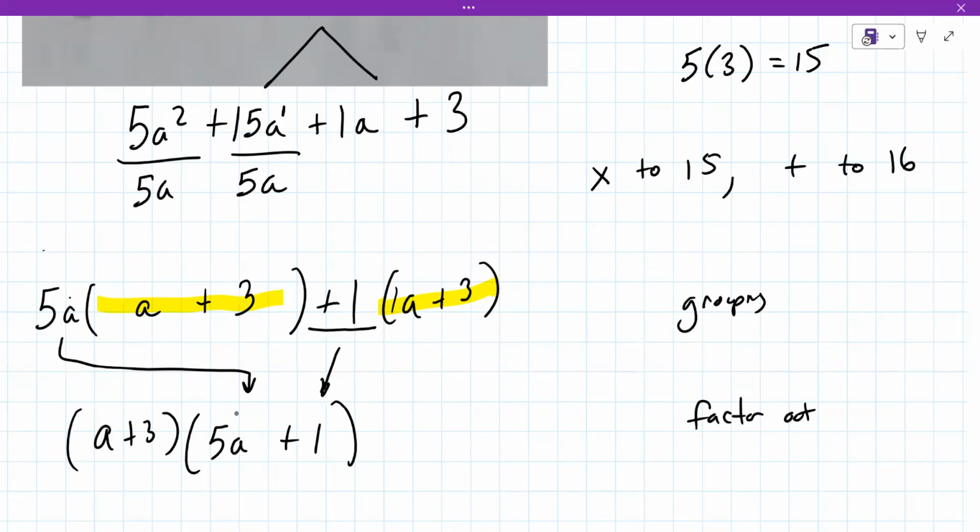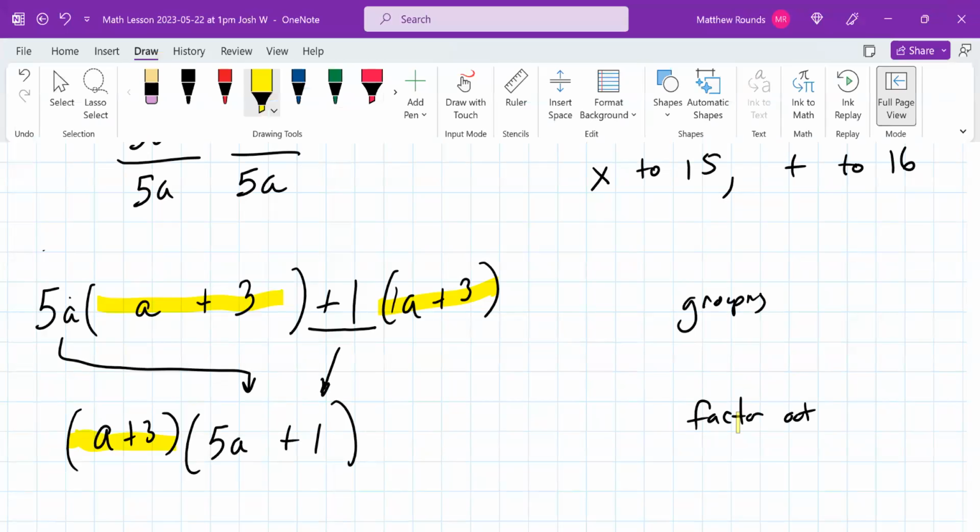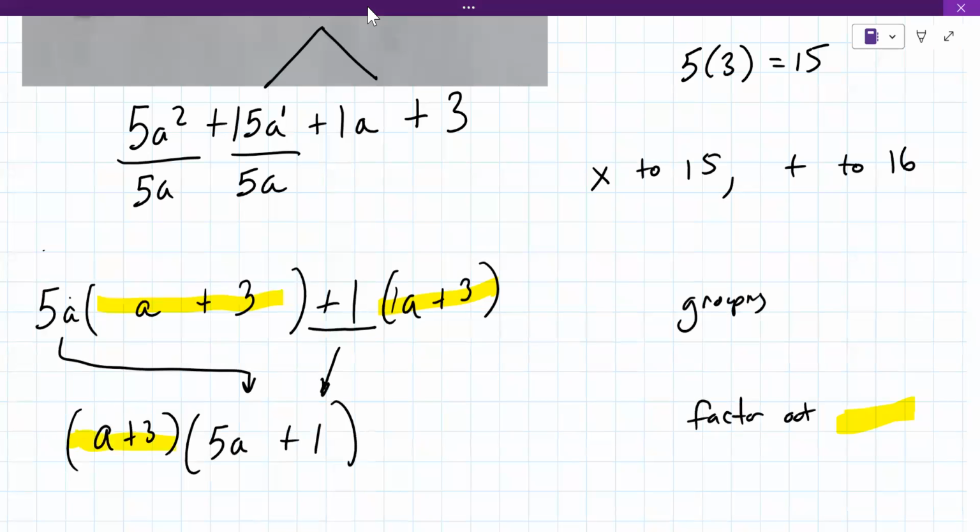What do you think? Factor both. Looking at what I wrote down, it looks like we just made it a bit simpler. We just put a plus 3, then 5a plus 1.